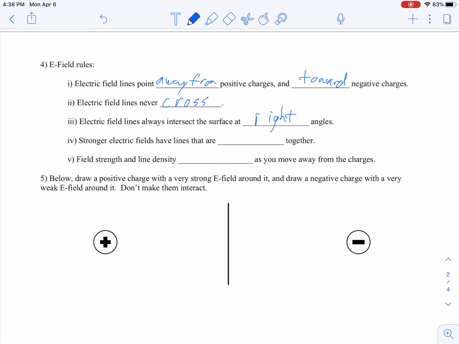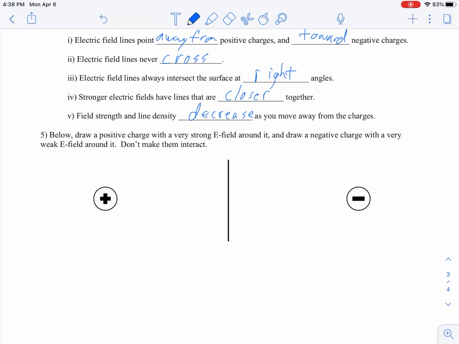Stronger electric fields have lines that are closer together. And field strength and line density decrease as you move away from the charges. You have fewer lines, and lines are farther apart as you go away. So we'll see that right down here. Draw a positive charge with a very strong electric field around it and a negative charge with a very weak electric field. Let's see. A weak electric field looks something like this. Only like 4 arrows maybe, right? But a much stronger field, you can draw the arrows bigger, it has more lines. And I can keep drawing more and more lines.